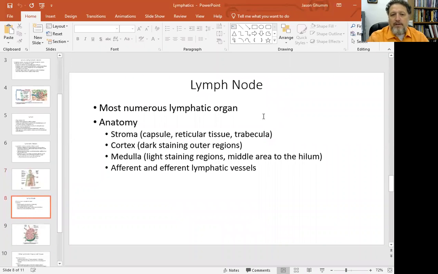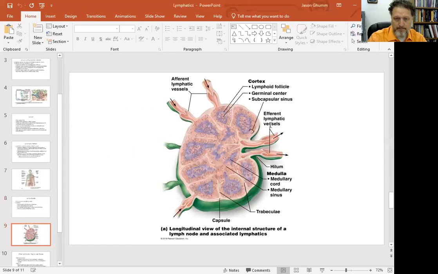All right, so the lymph node itself is made of a stroma. It has a stroma portion that includes the capsule, reticular tissue, and trabeculae. We'll see that in the next slide coming up. It has a cortex. Remember, cortex is always the outer region. Medulla means middle, so we're always talking about the middle area. And then just like with our nerves, where we have afferent and efferent nerves, we have afferent and efferent vessels on the lymph nodes themselves.